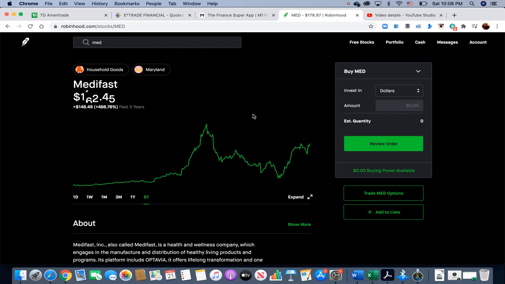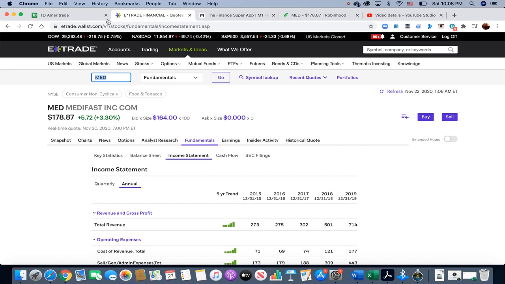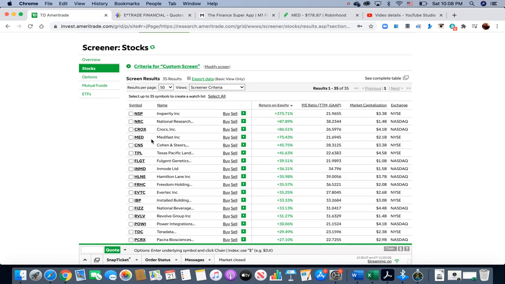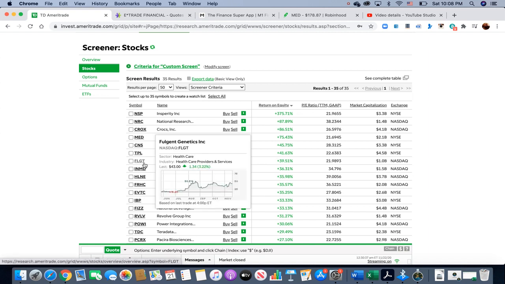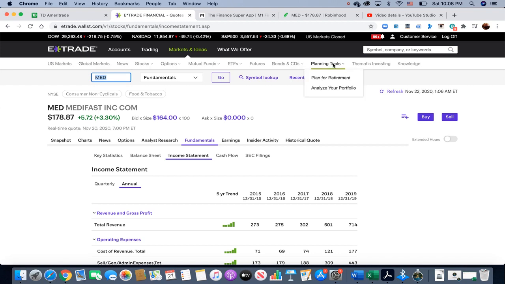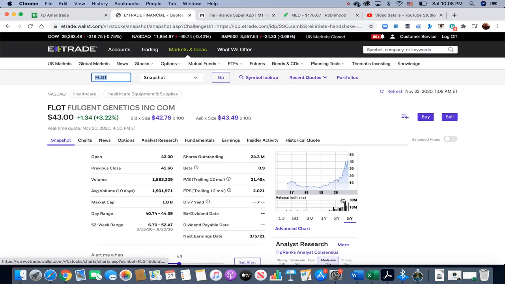Let me try one last one and then we're going to wrap this up. So the next one I'm going to pick, let's see, let's try this guy here. Genetics, is Fulgent Genetics. Let's see here. FLGT, let's try here again. FLGT, okay. Okay, they're a relatively new company. Looks like they're going up in the right direction.